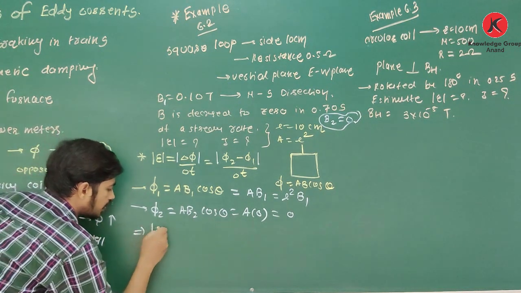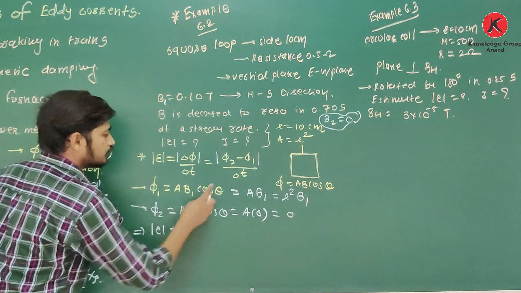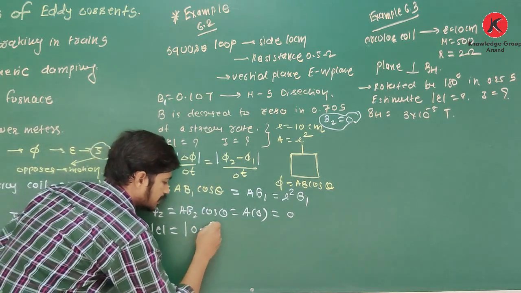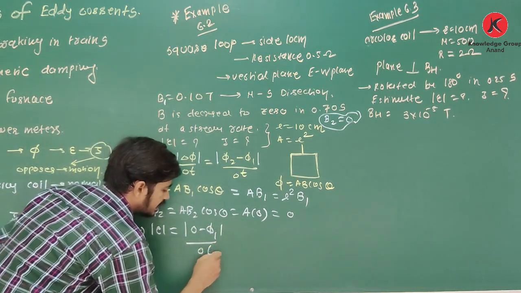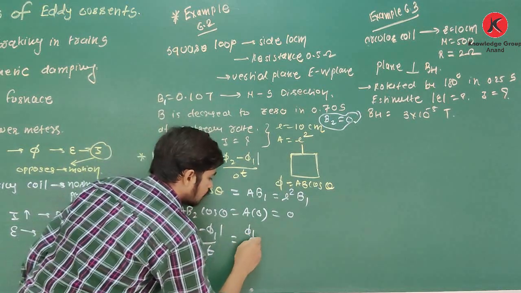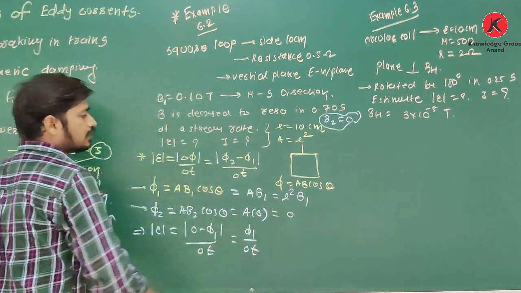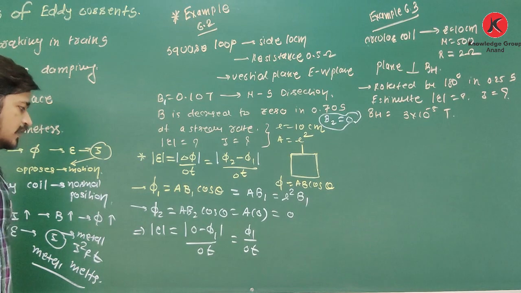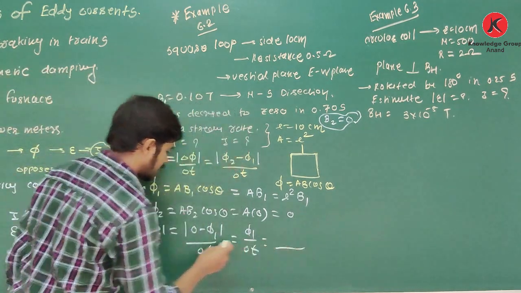We have to find mode E. Mode E is equal to phi 2 minus phi 1 divided by delta T, and since phi 2 is 0, it is only phi 1 upon delta T. Phi 1 L is given, B1 is given. You can easily find the value of induced EMF.